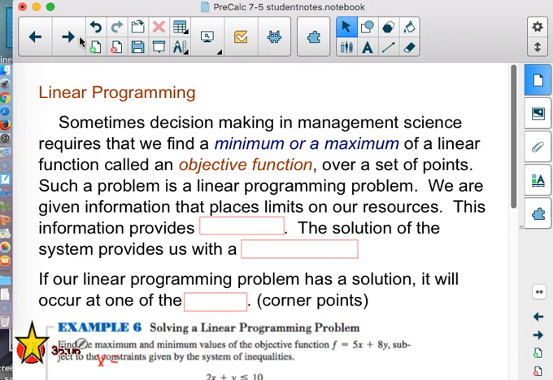We're given information that places limits on our resources. Usually it's money. Money is a pretty big deal. So this information provides what are called constraints. Things that hold you back. That's what constraints are.